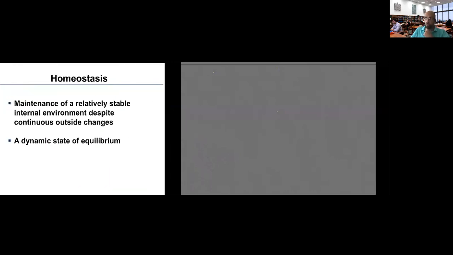All right, so we are starting a very important topic here. This is homeostasis. What's home? Home is the environment. So your home is your surrounding, your environment. And stasis means stability.